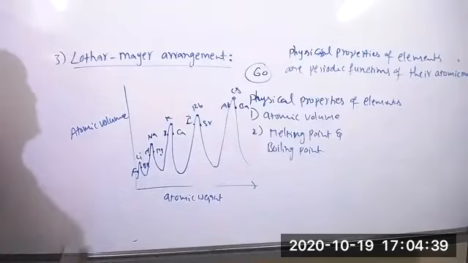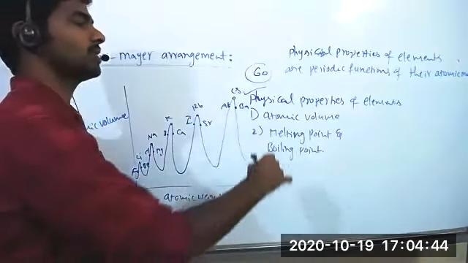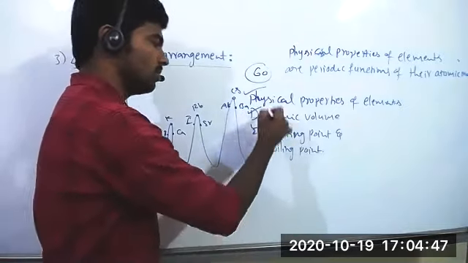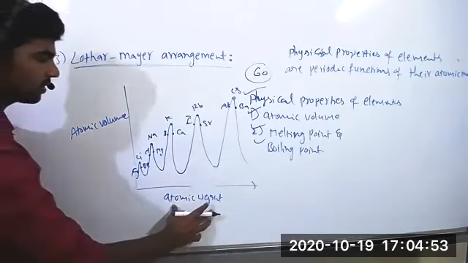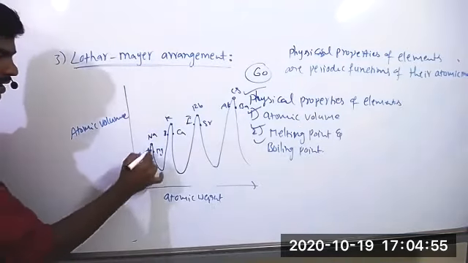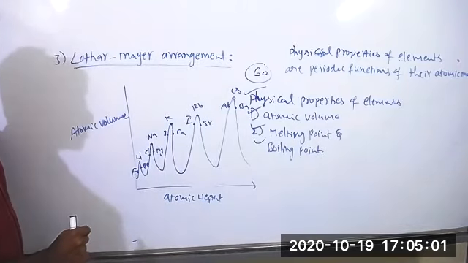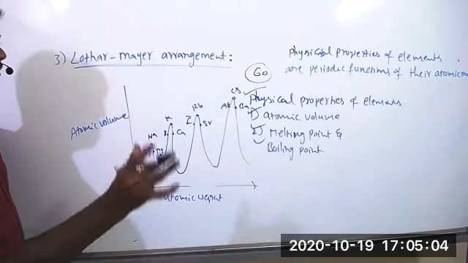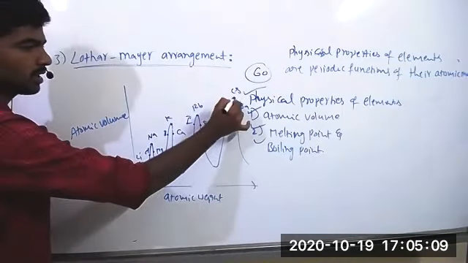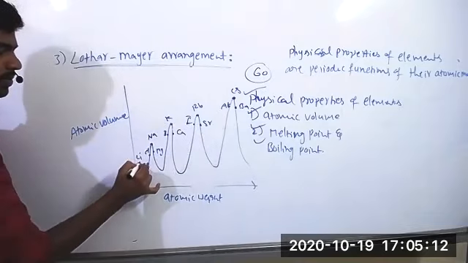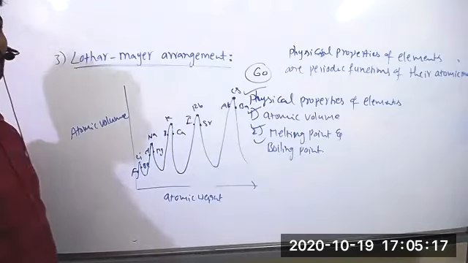So once again, listen. Lothar Meyer first studied the physical properties of elements. Under these, he studied atomic volume, melting points, and boiling point. Then he took a graph between atomic weight and atomic volume, and he got this type of graph. You can observe some peaks in the graph. Similar properties of elements occupy similar positions. The peaks of the curve are occupied by lithium, sodium, potassium, rubidium, all having the same physical properties.